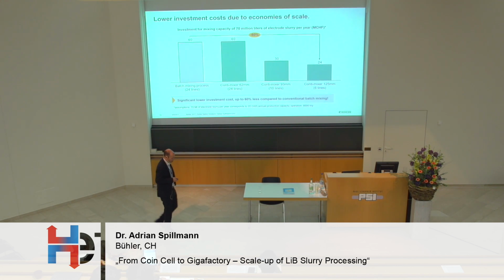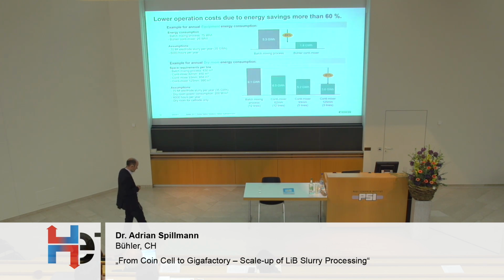As a result, the investment for this mixing equipment is reduced by about 60% for this 35 gigawatt hour capacity, from about 16 million to 24 million with the continuous mixing system. So this is the first big advantage then for the cell manufacturer for this continuous mixing system.